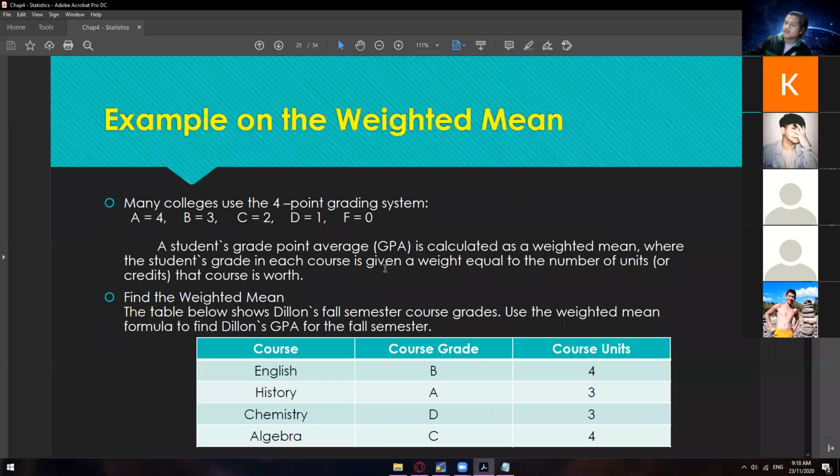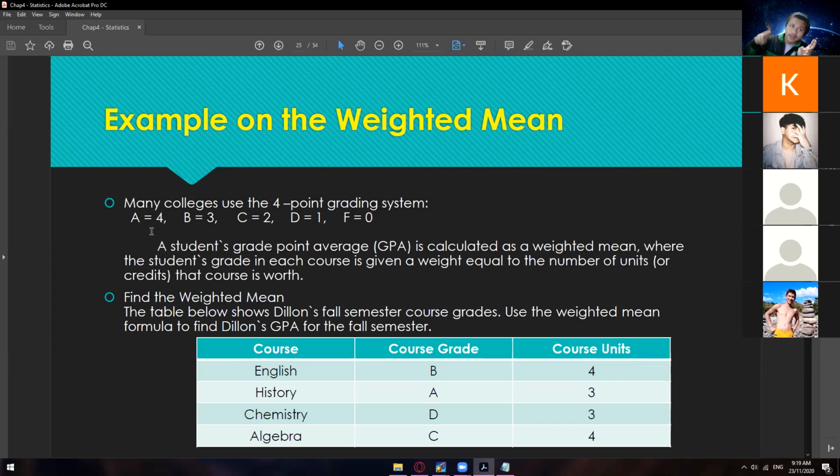Anyway, let's have an example for the weighted mean for you to be able to appreciate this one. As you can see right here, we have a 4-point grading system. In some schools, they use this way of showing or giving the grades to the students. We have A plus, A minus. I don't know why, because I've never experienced a 4-point grading system. So A is 4. Maybe that's just my assumption.